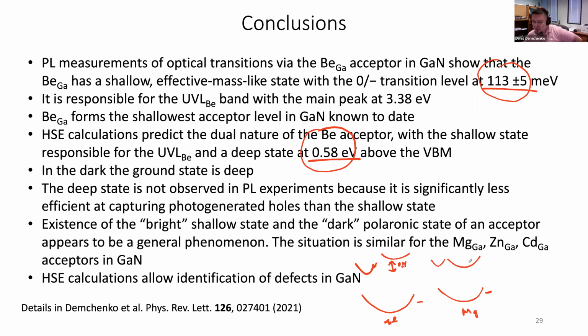So the shallow state does not lose competition to polaronic state in case of magnesium, which is why you can dope with magnesium, and that's why magnesium works. Although it's still dual nature acceptor, the deep state also exists, and you also do not see it in experiment. UVL from magnesium you do see in experiment, but not the polaronic state. Exact same situation, by the way. The only difference is energy difference.